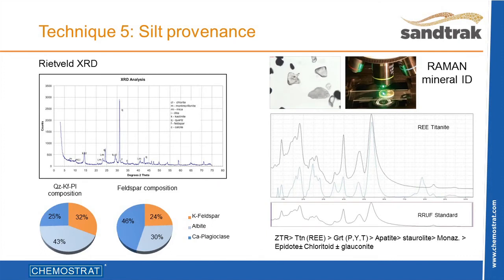Our Sandtrak team also offers a unique silt provenance service that utilises high-resolution XRD analysis and Raman spectroscopy for the characterisation of silt mineralogy, focusing on, for example, feldspar, mica and heavy mineral populations. The ability to model both the provenance of sands and silts ensures that Sandtrak, for the first time, can model a sediment dispersal pattern of the entire depositional system.